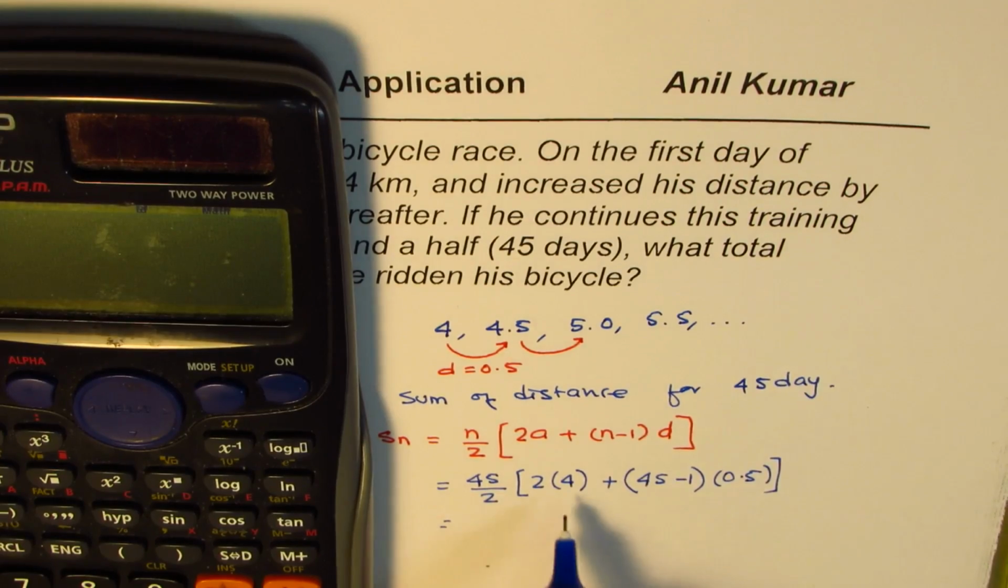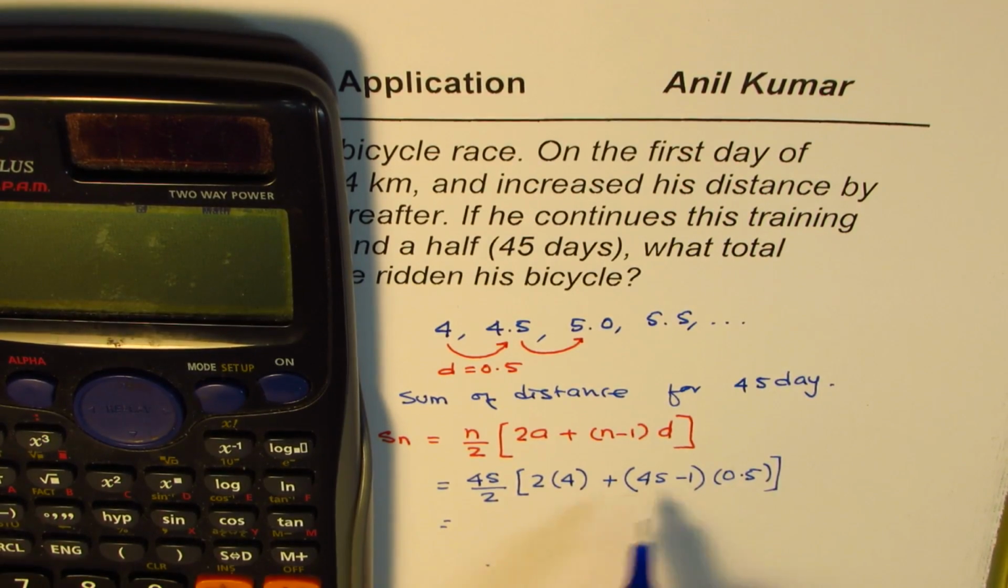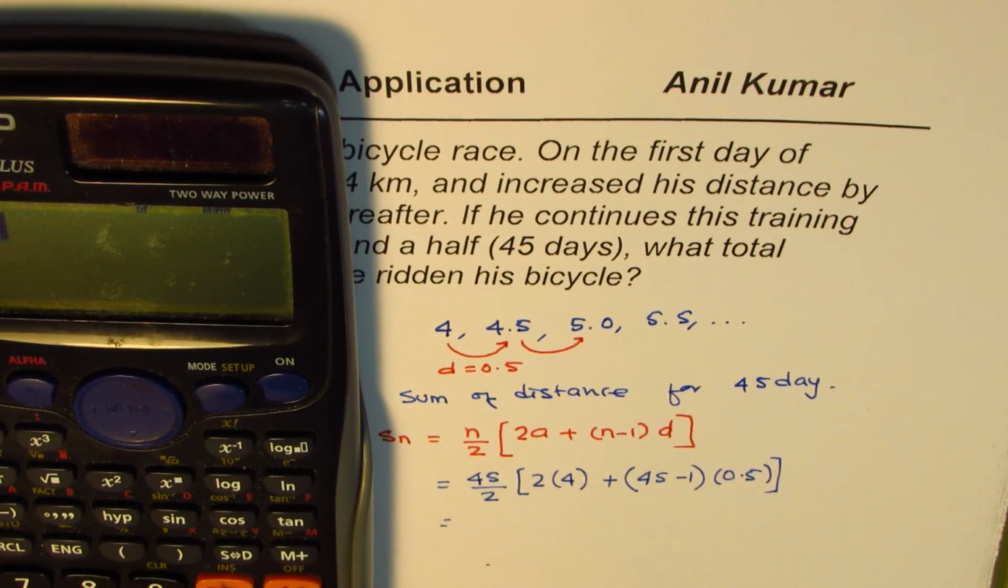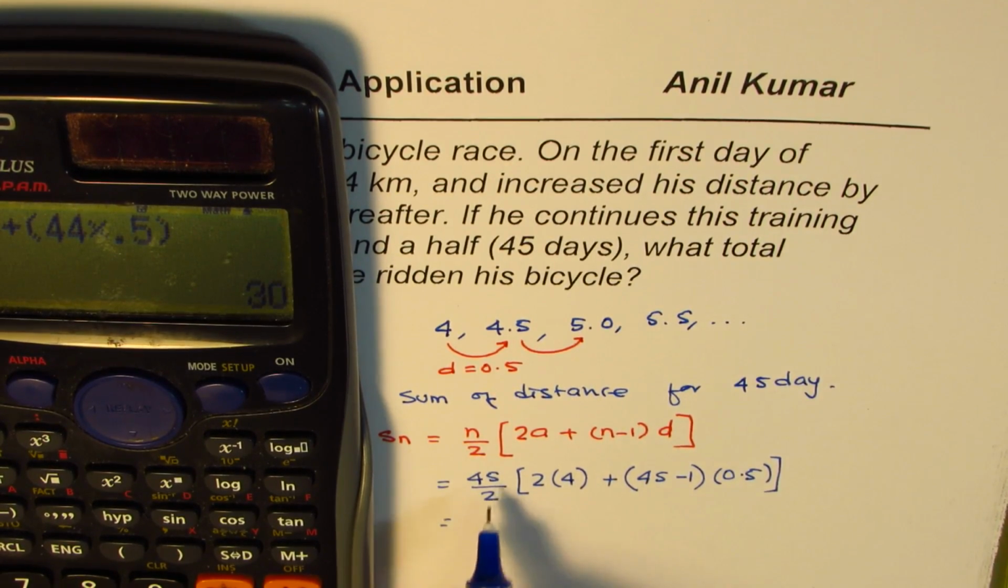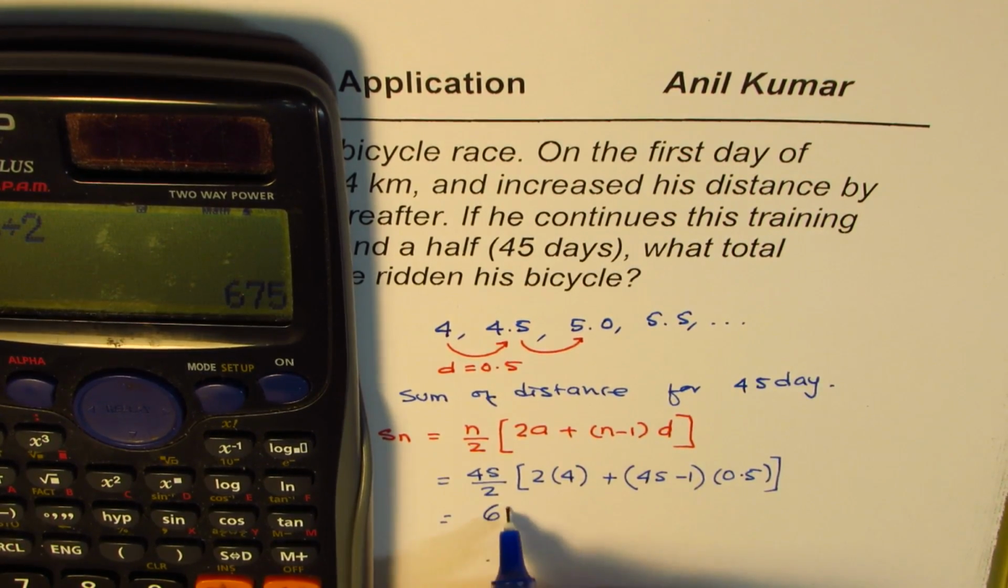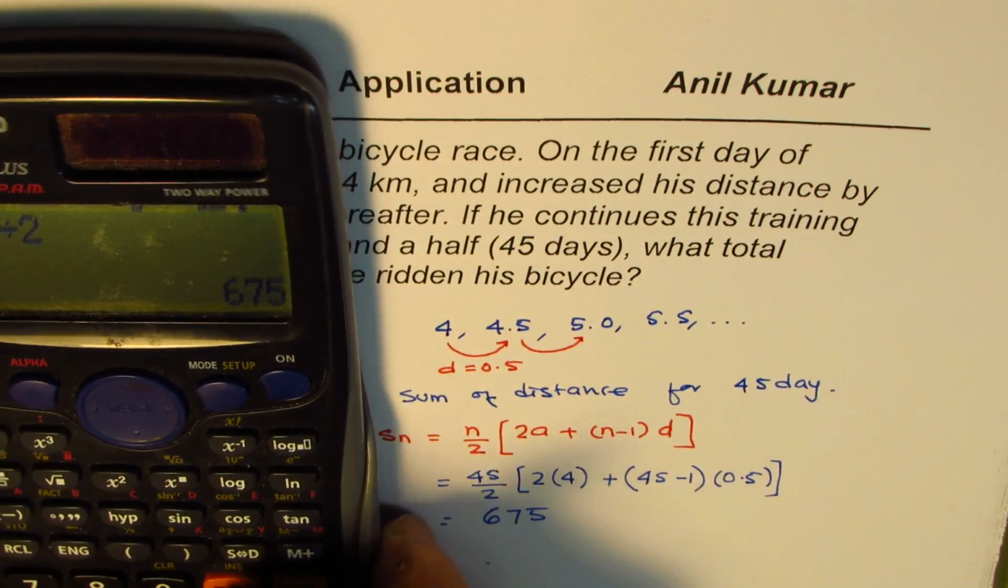So what we have here is, we'll do the inside bracket first, so we have 2 times 4 plus, within brackets, 45 minus 1 is 44. Let me write 44 times 0.5, bracket close, and then we'll multiply this by 45 and then divide by 2, right? So that gives us the answer as 675 kilometers, right?